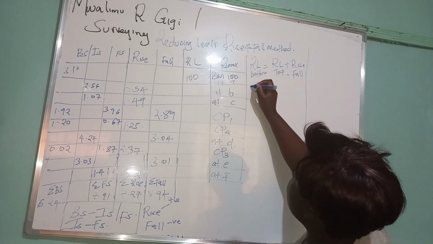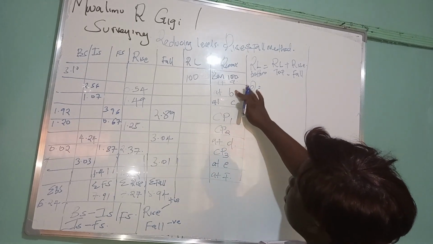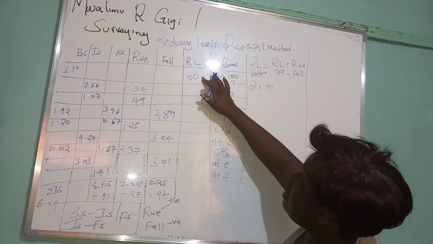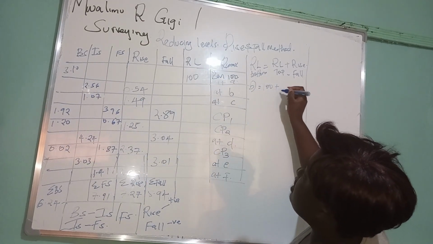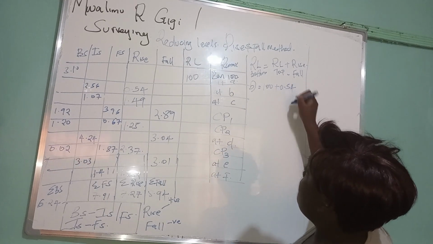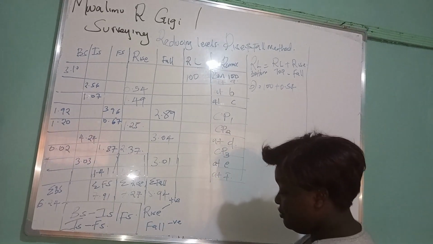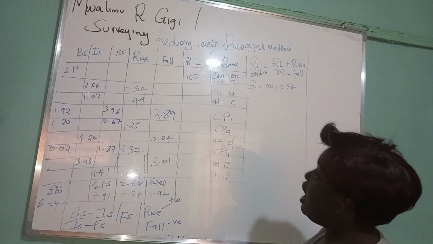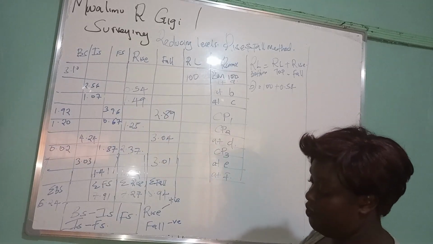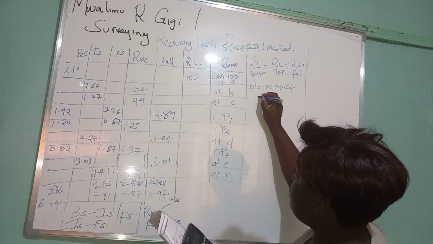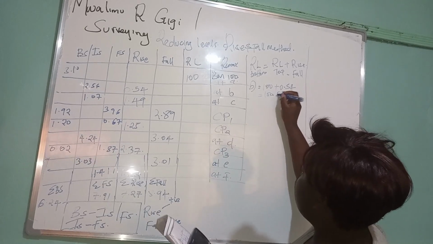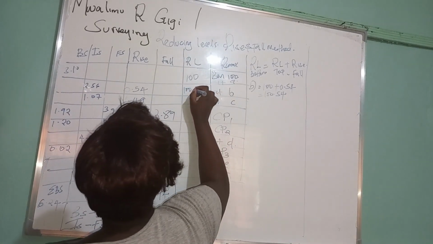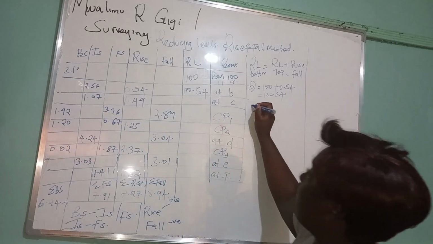At point B, we have the reduced level at the top as 100. Then we have a rise of 0.54. So it is 100 plus 0.54. So the reduced level at that point B is 100.54.